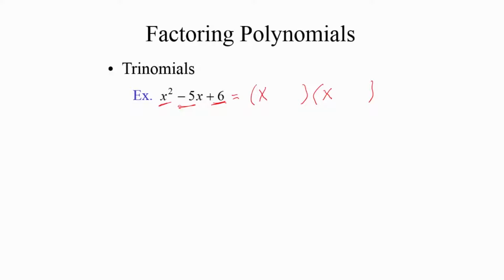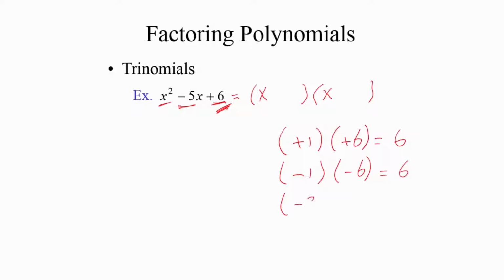Okay? Let me write these down. I have plus 1 times plus 6. That gives me the last term, that's what I'm looking for. That would give me a 6. I have a minus 1 times minus 6. That would also give me a 6. I have a minus 3 times minus 2. That gives me a plus 6.